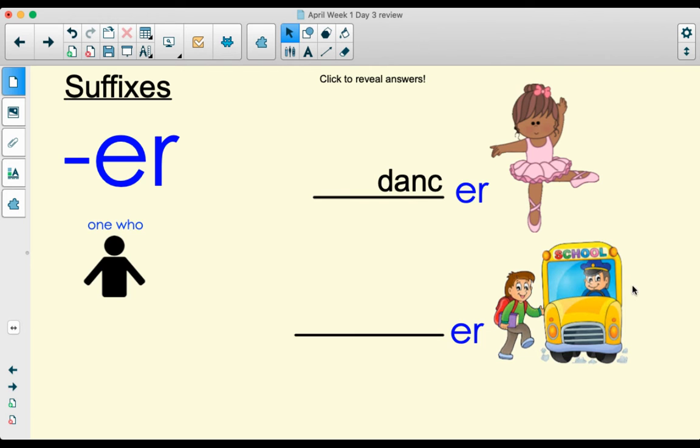Now let's look at this next picture. What do we call this person here who's wearing a blue uniform in this picture? He is a driver. Notice the word drive also ends in E, but I've taken off that E to add ER.